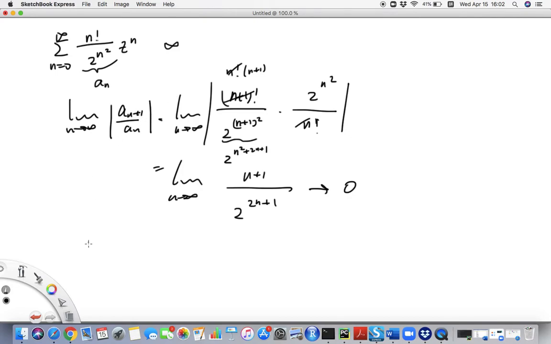And part B, this is the sum from n equals 0 to infinity of z^(n^2) over 2^n. Okay, this is a tricky one. Why is that? Because here the exponent for z is n squared.